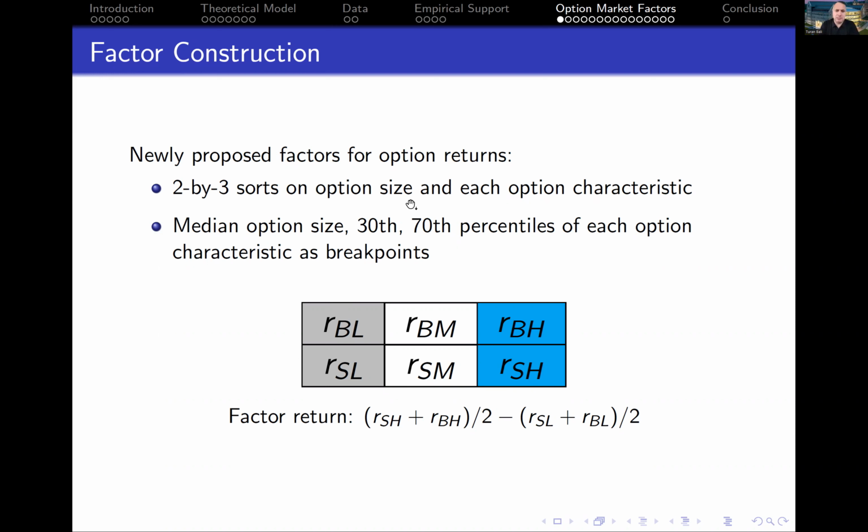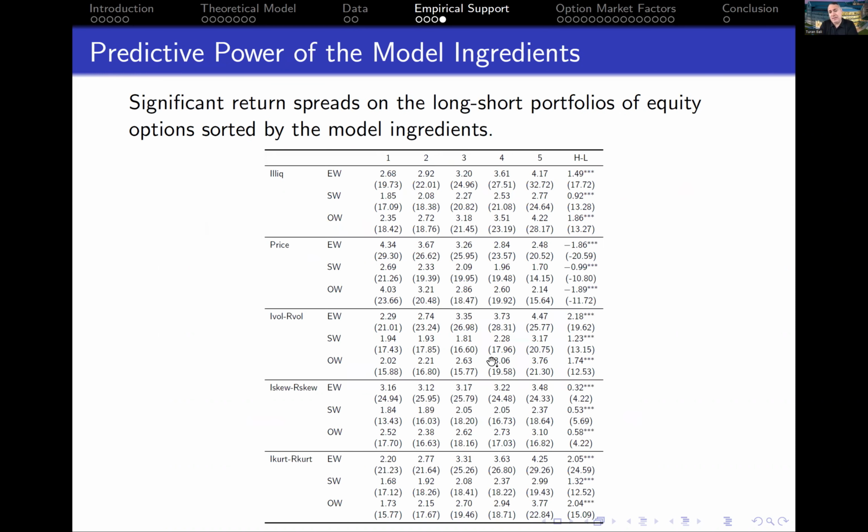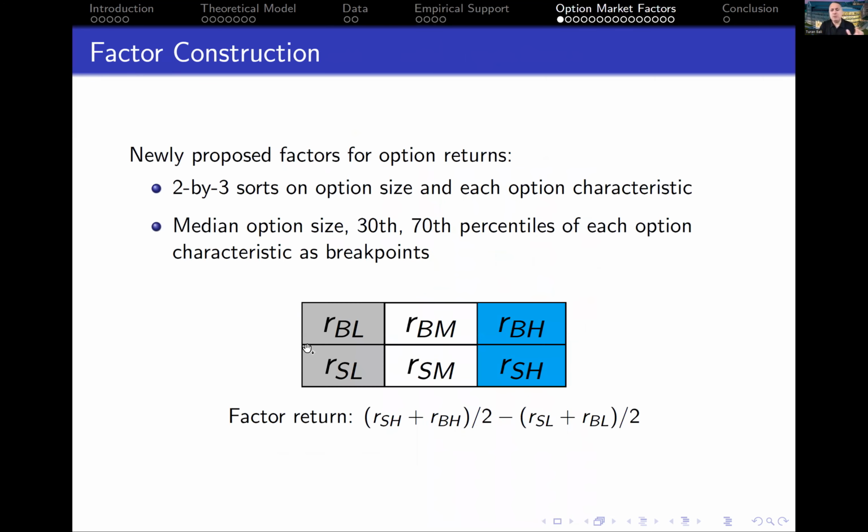Well, these are independent sorts. There is no first or second. At the end, we are taking the intersection of 2 by 3 independent sorts: option size, and then each of the option characteristics, okay? So for example, the volatility factor is constructed based on 2 portfolios sorted by option size, 3 portfolios sorted by the volatility spread, all right? So this will generate basically 5 new factors for us, okay?